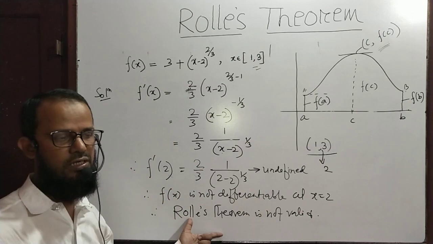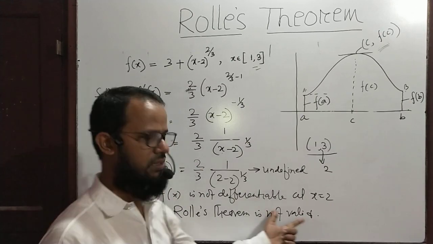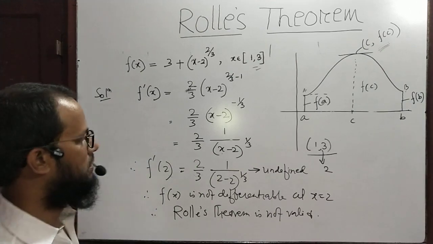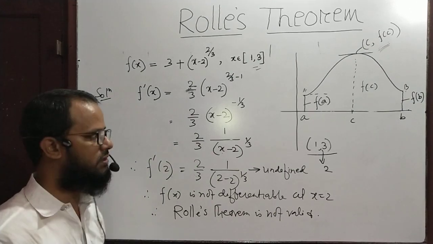So Rolle's theorem is not verified. Valid means what? We can say not verified. Okay, so this is the way the question may come.